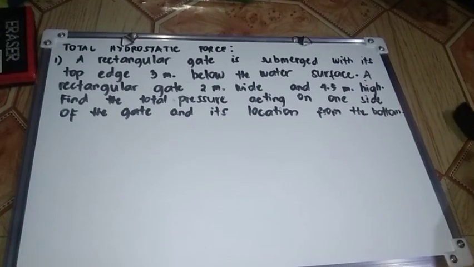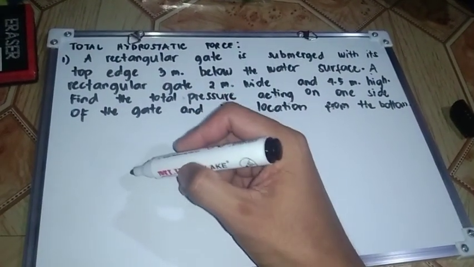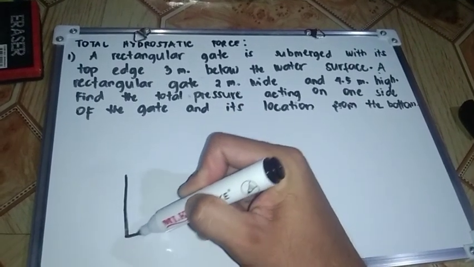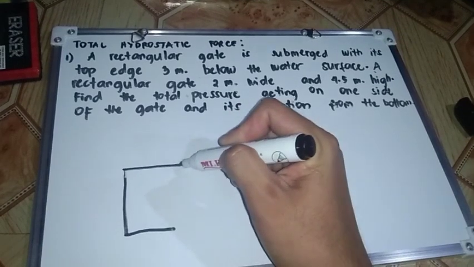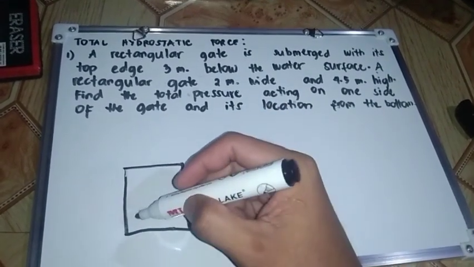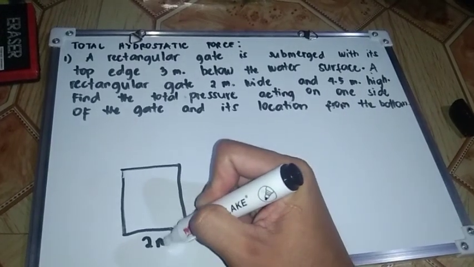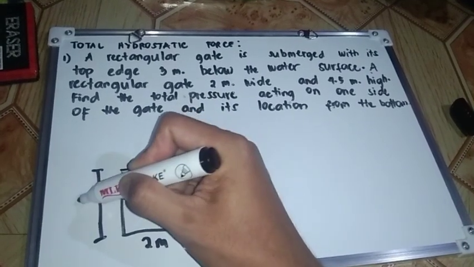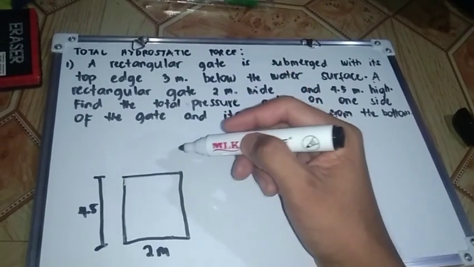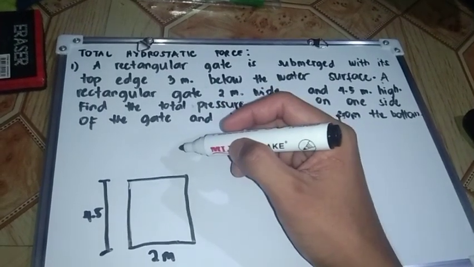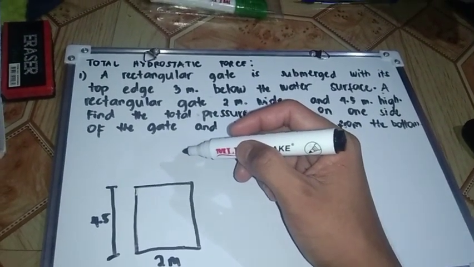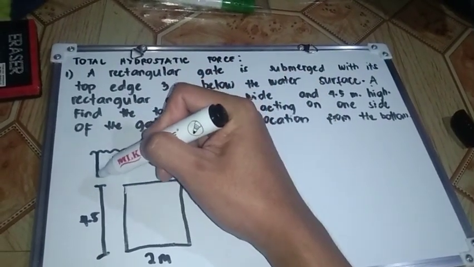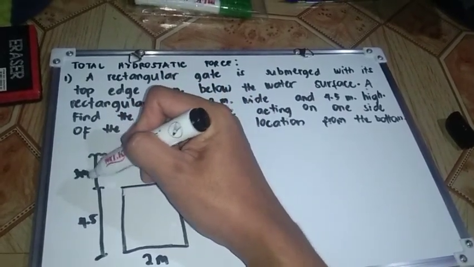So first we must illustrate it. So if this is the rectangular gate, so 2 meters wide, and the height is 4.5 meters, and it is submerged with top edge 3 meters below the water surface. So if this is the water surface, and this is 3 meters.